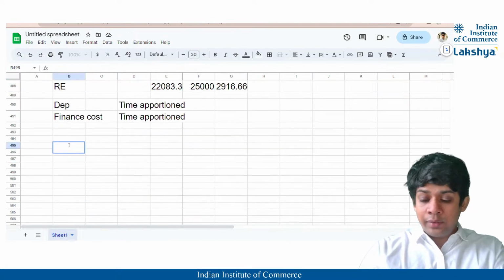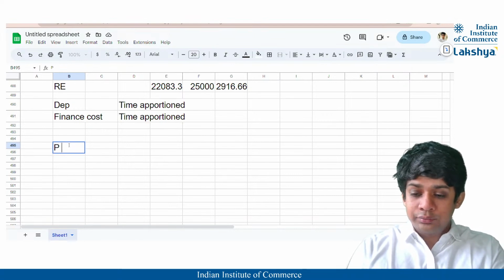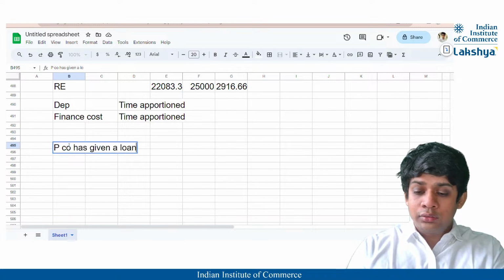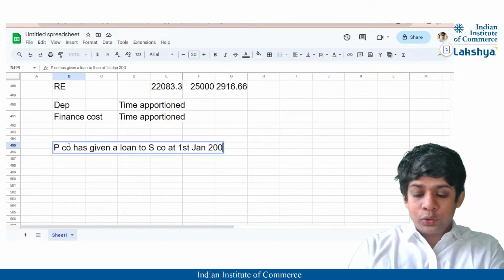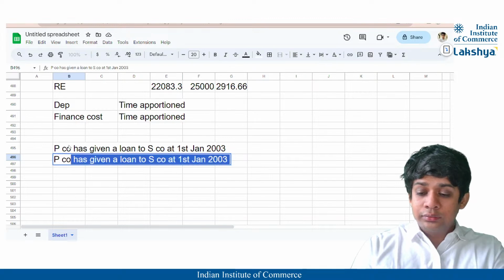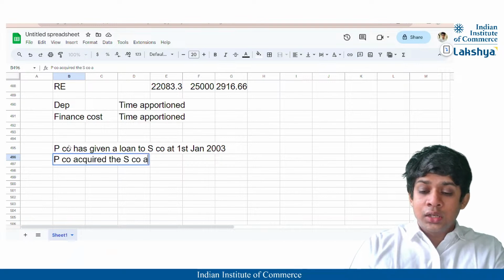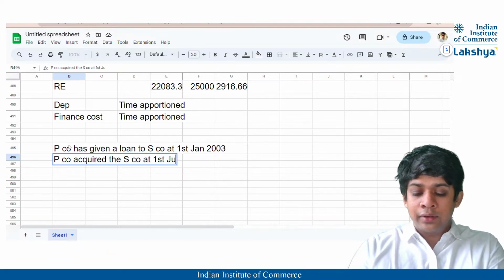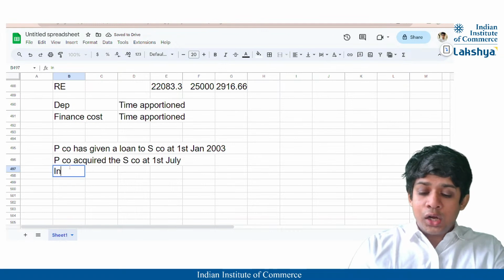maybe say the parent company has given a loan to the subsidiary company at 1st Jan 2003. And the parent company acquired the subsidiary company mid-year, that is at 1st July. Okay. So as I have told you before, that intra-group loan is going to be eliminated, correct?